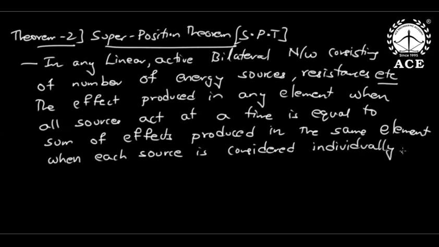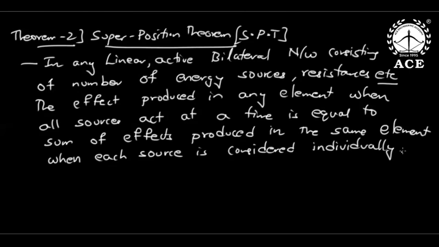In any linear active bilateral network consisting of a number of energy sources, resistances, etc., the effect produced in any element when all sources act at a time is equal to the sum of individual effects when each source is considered separately or individually.